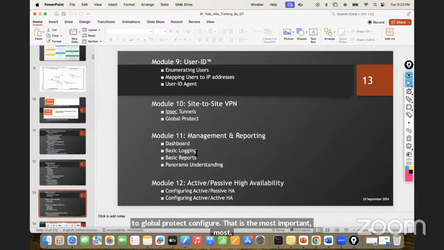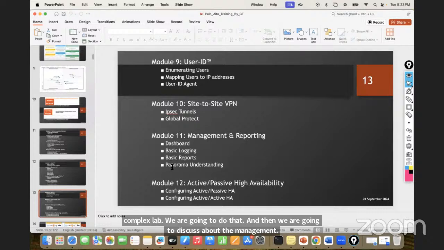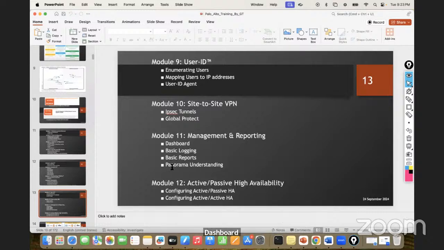And then we are going to discuss management, dashboard, reporting, logging, reports, Panorama. We are going to do a deep dive on how it is going to be configured, how it is going to look like. And then lastly, we land with the active-passive and active-active firewall HA configuration. That is the most important, where we understand the routings as well. And we are trying to configure BGP, OSPF, and static routing along with the HA lab.